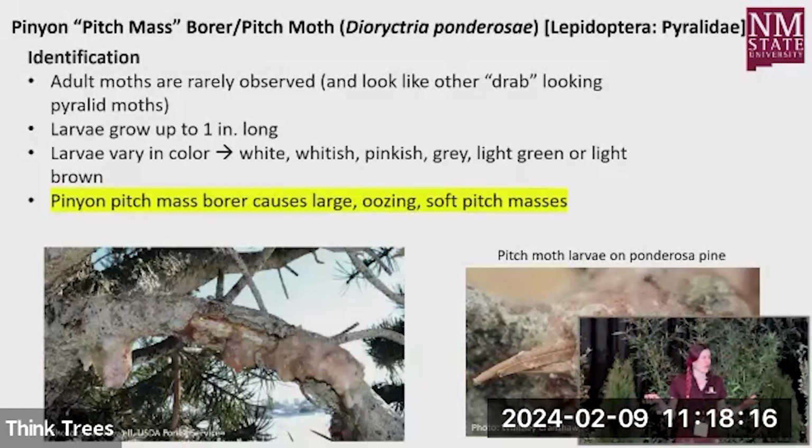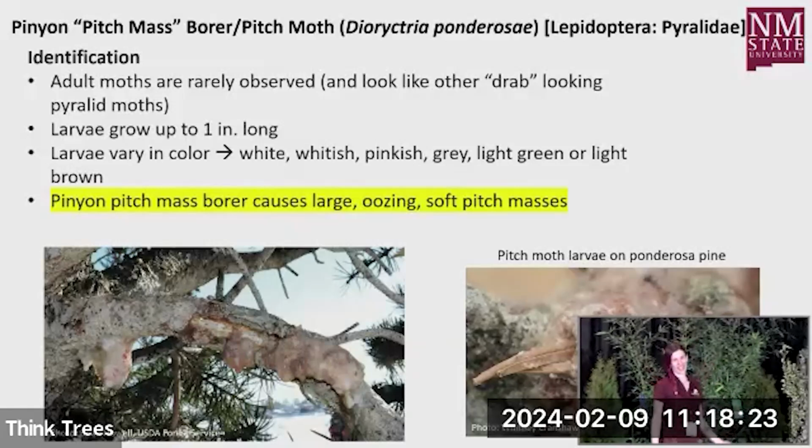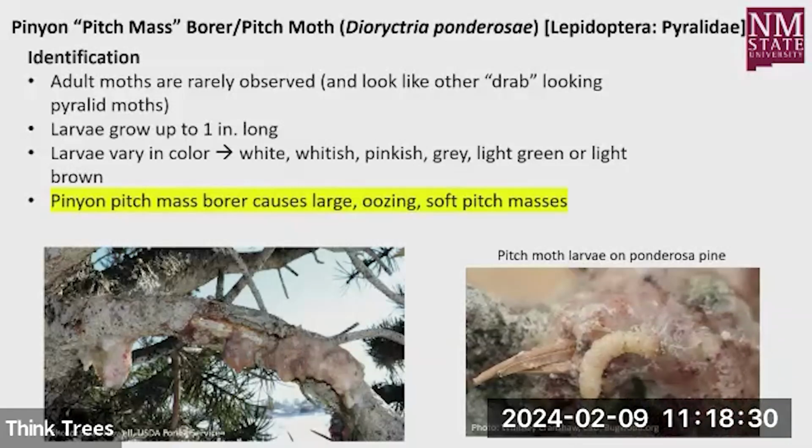Do y'all remember when we had the Miller moths? Does anyone remember that? Yeah, so they look kind of like that. They're just like a drab looking moth. I'll show you a picture in a second, but the larvae are the real damaging stage. They are white, creamy white, gray, sometimes even pinkish or a greenish color, and they cause these large oozing soft pitch masses in your trees, in your pinions.